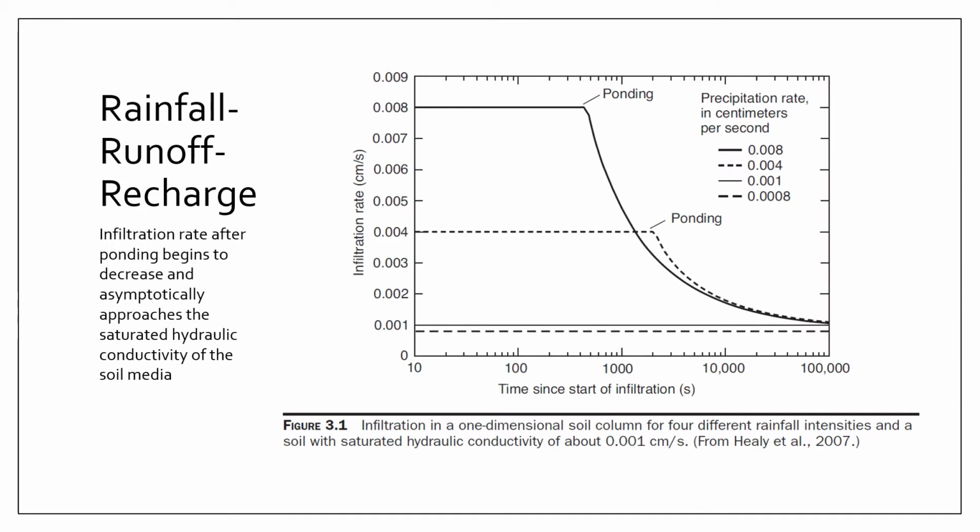They just follow the precipitation rate, and for 0.001, since your rainfall is the same as your saturated hydraulic conductivity, you essentially have a flat response here. And the same for the small precipitation rate of 0.008.